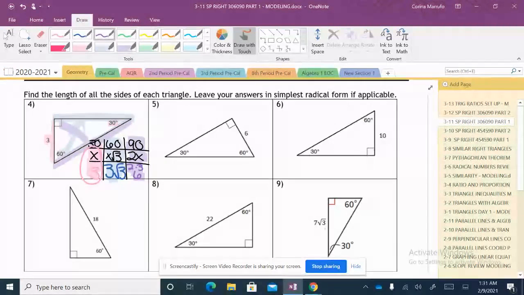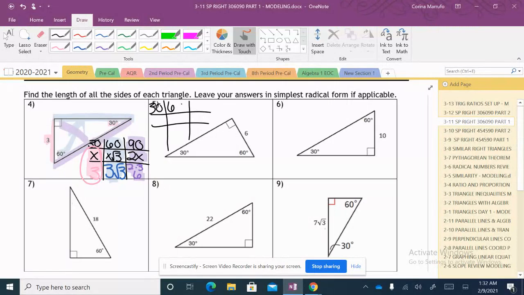Same thing, I'm going to go ahead and make my table. 30, 60, 90, the side across your 30 is x, the side across your 60 is x times the square root of 3, and then the side across your 90 is 2 times x. So we go ahead and see, well, what information did they give us?